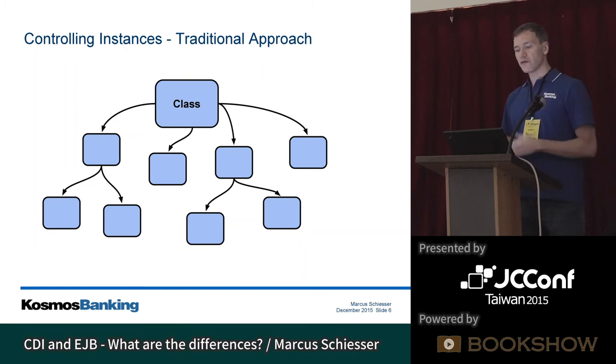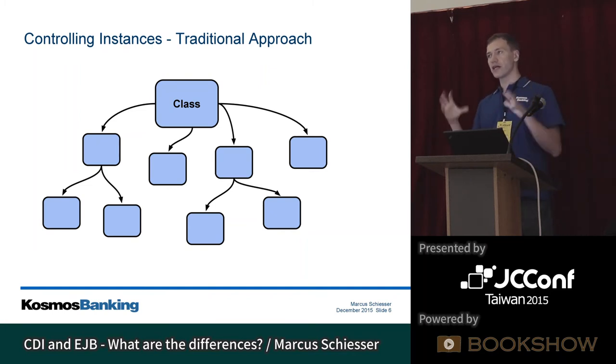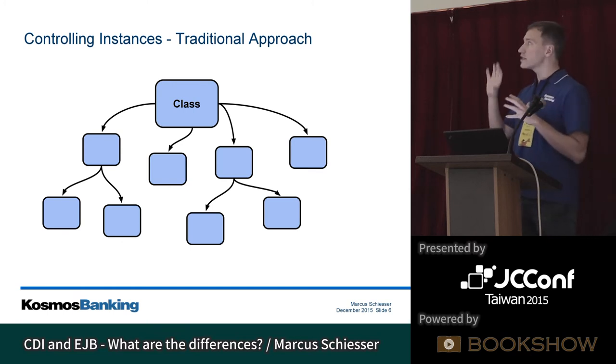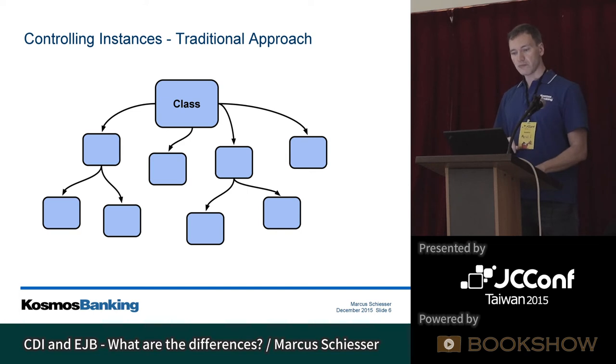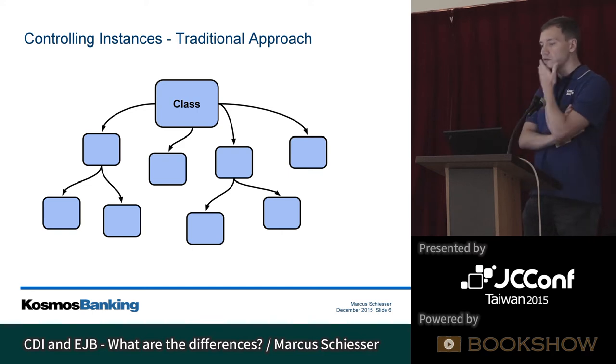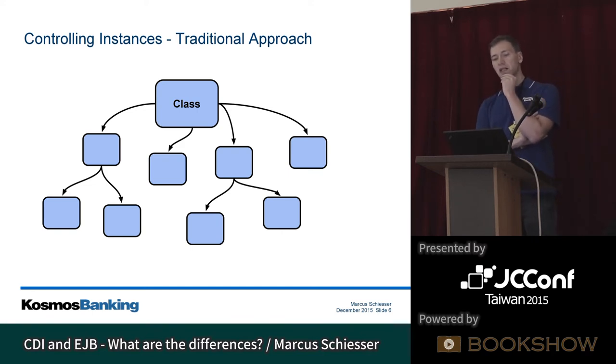So it's about controlling instances. First we take a look at the traditional approach to controlling instances. Let's say we have a class, and in our class we create an instance of another class that might depend on another class and on another class. So we'll have this nice tree of instances that we have to control from our class.